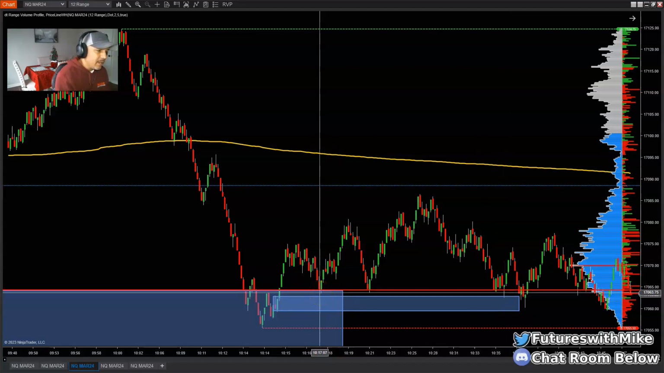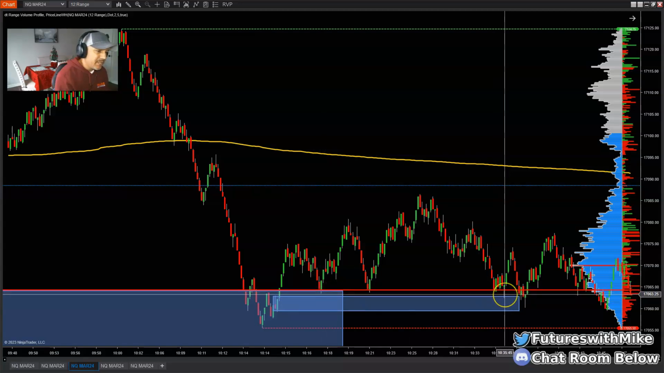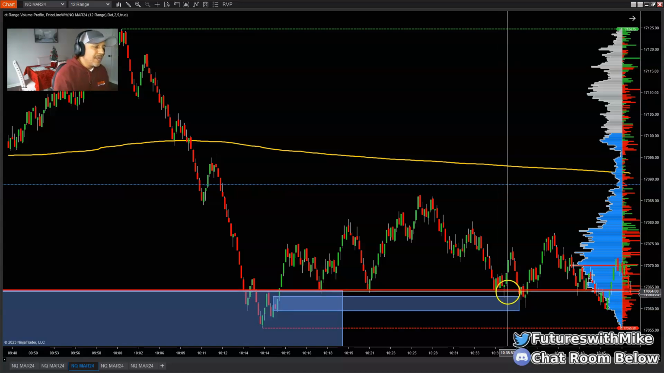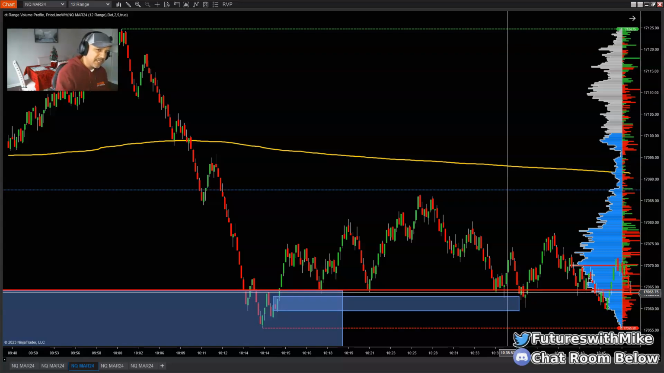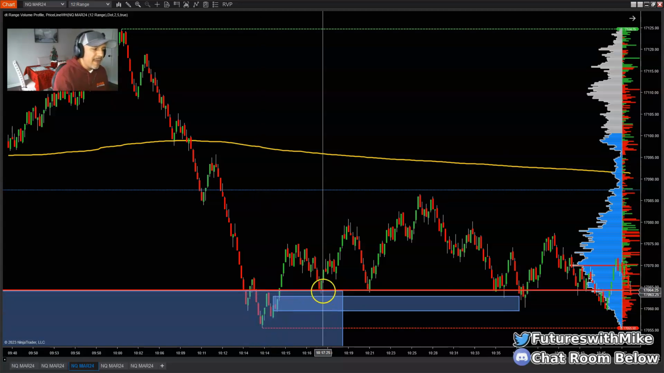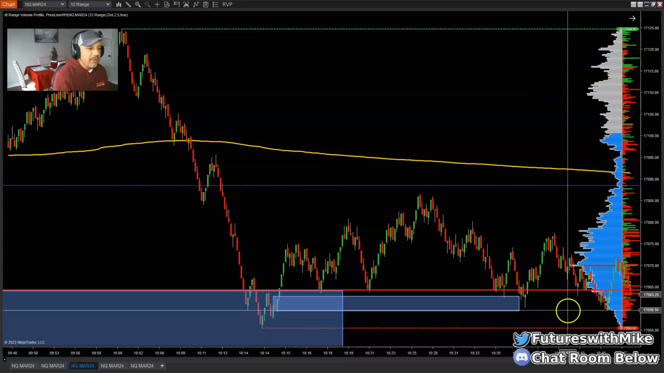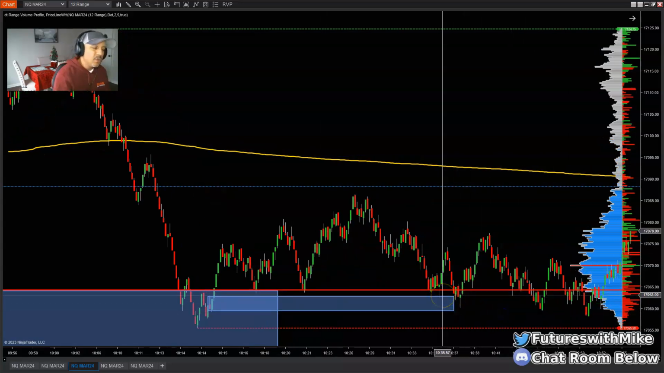Not right here. It took place about 20 minutes later when it tapped into it. So once it taps into the zone 100%, if you want to wait for it to do that, and you're not aggressive like I would have been, taking that trade when it pulled back 2 or 3 ticks from that zone, then you could have waited. Once it taps into it, what do we do then?